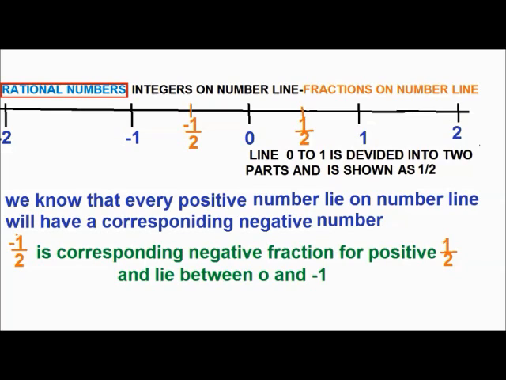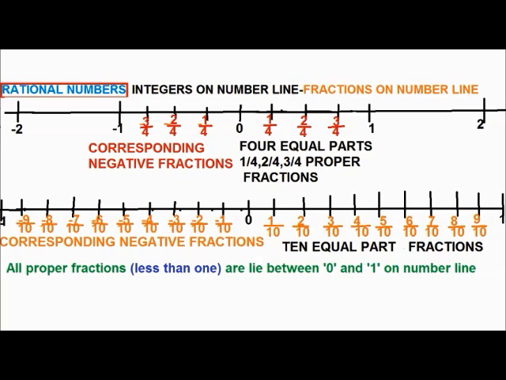We know that every positive number on the number line will have a corresponding negative number. Minus 1 by 2 is the corresponding negative fraction for positive 1 by 2 and lies between 0 and minus 1. This time on the number line 0 to 1 is divided into 4 equal parts, that is 1 by 4, 2 by 4, 3 by 4 and 1. The 4 equal parts are shown on the number line and also their corresponding negative fractions: minus 1 by 4, minus 2 by 4, minus 3 by 4.